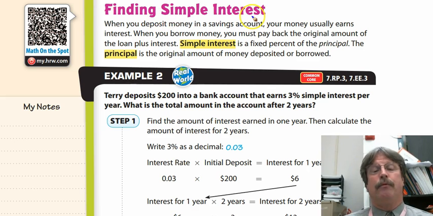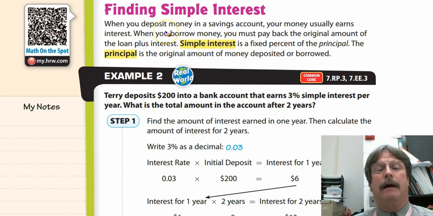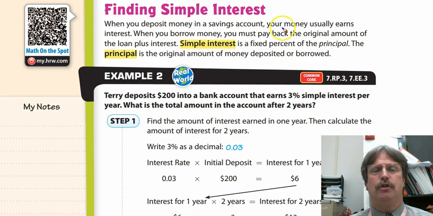Okay, finding simple interest. It's kind of like doing the tax, but this is a business term, banking, that you're going to have to know how to do. Either when you deposit money or when you borrow money, there's usually interest for the fact that you're either loaning or letting someone use your money. There are two kinds of terms, but you're only responsible for simple interest, and it's the fixed percent on the principal. The principal is the original amount of money borrowed or deposited.